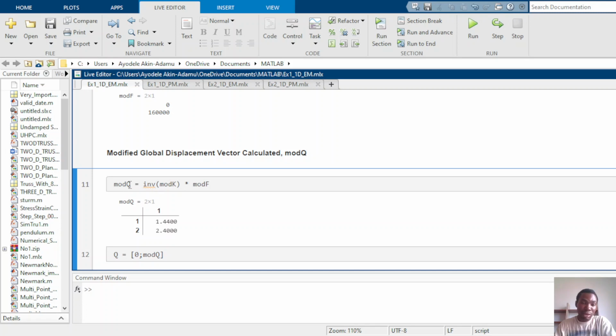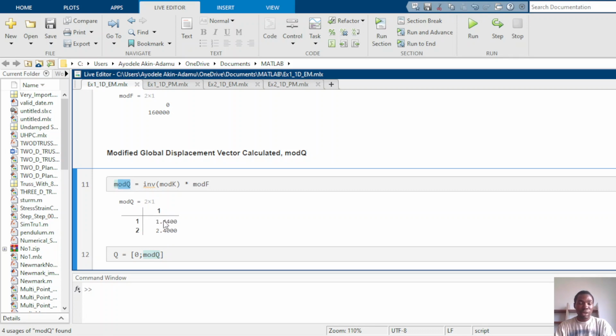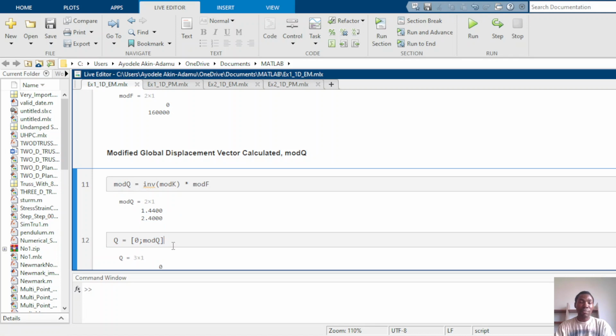Because this is our modified global stiffness matrix. Remember, we've eliminated row 1. So the value here is for node 2 and node 3. So this is Q2, this is Q3. So we can form the global displacement vector Q.